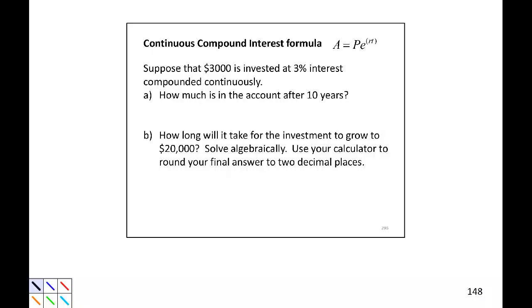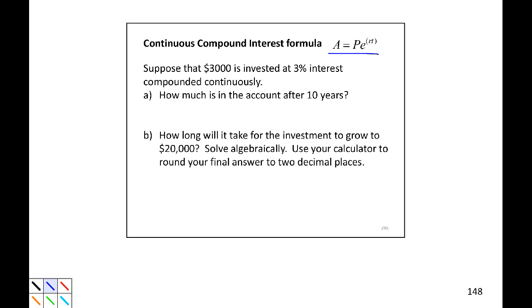Suppose that $3,000 is invested at 3% interest compounded continuously. Part A of our question is how much is in the account after 10 years? Well, let's fill in the information we need into the continuous compound interest formula found up here.